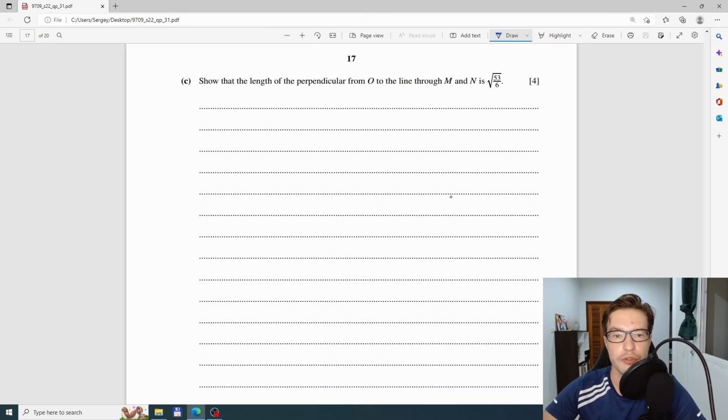But first of all, I want to draw a sketch to make things a little bit more clear. We have the line MN, and we already have the equation for this line. Somewhere there's point O, and we have a perpendicular. And let's say this perpendicular intersects MN at point P. So now, because the two lines are perpendicular, that means the dot product of the vector OP and the vector MN should be 0.